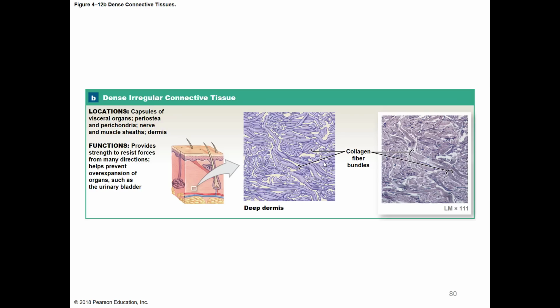So here's a picture of dense, irregular, and again, an example taken from the dermis of the skin, which is the second big layer down. And you can see that the collagen runs in every which direction. There is no parallel running of fibers. It is not organized. It forms an interwoven network. So that's why we call it irregular.